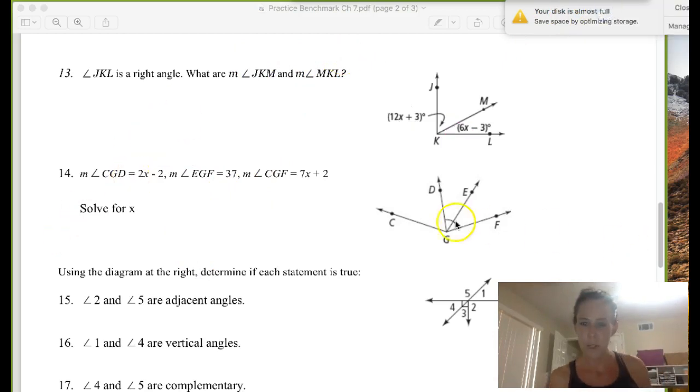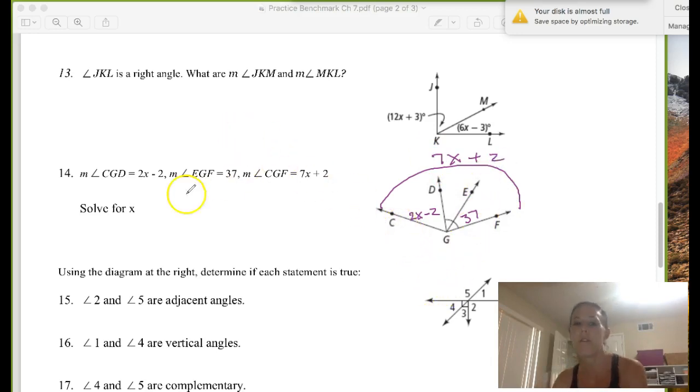Measure of, we want CGD. So this guy right here is 2x minus 2. Right, this angle right here. And then we have EGF. This guy's 37. And then CGF. Sorry, CGF. The whole thing. Okay, so from here all the way to here, the whole thing is 7x plus 2.